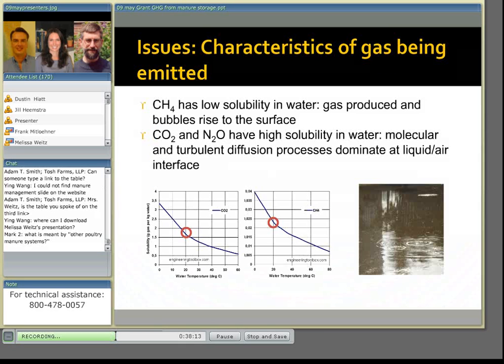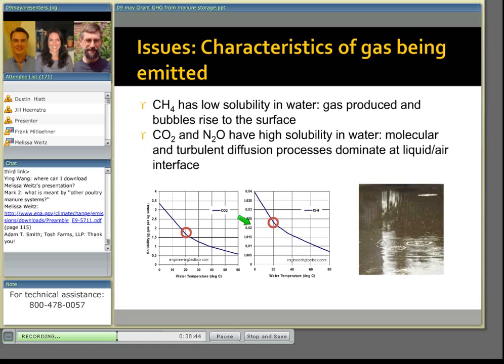To give a breakdown on the three gases that we're talking about, methane, carbon dioxide, and nitrous oxide have different characteristics, and consequently we need to consider different things when we're measuring those gases. Methane has very low solubility in water. The relative solubility of methane in water is about 100 times smaller than that for CO2. So methane typically emits as it is produced within the lagoon, then bubbles up through the lagoon. And you can see pictures of these bubbles rising up through the anaerobic lagoons.